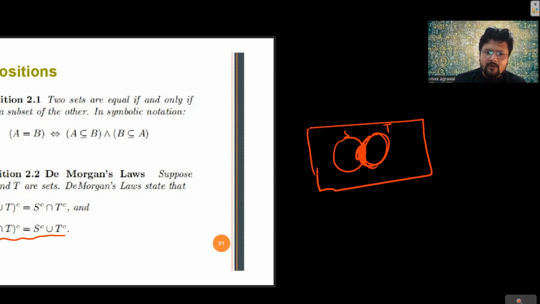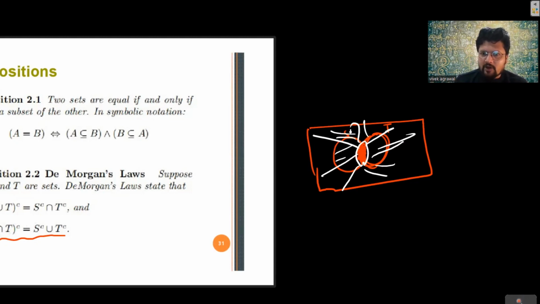Now we are talking about S intersection T complement. So what portion do I have to take? Whatever is outside of this portion. Except this thing, whatever is outside, that I have to take.